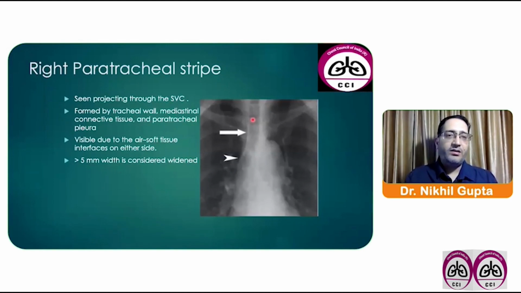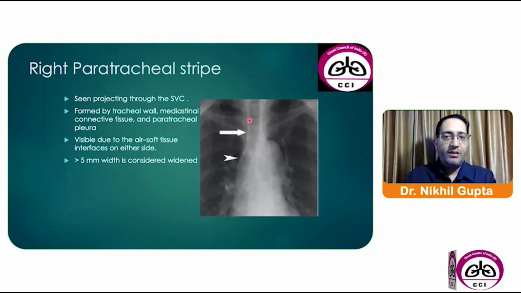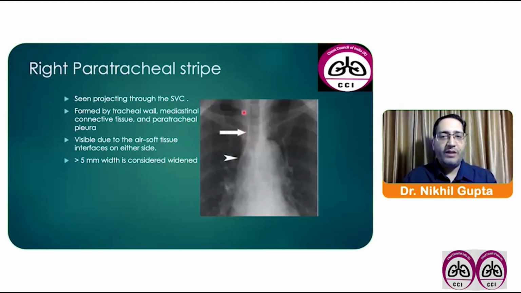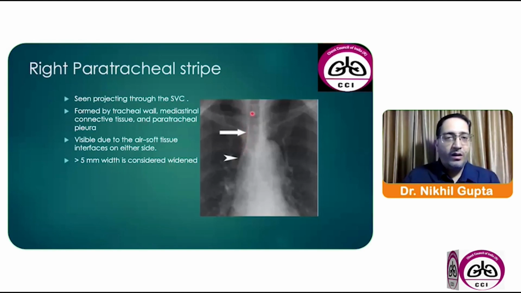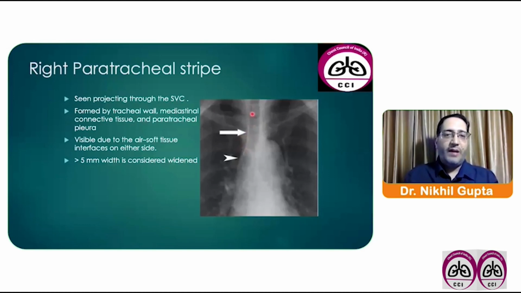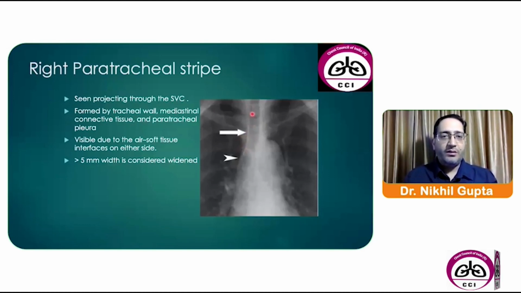Right paratracheal stripe. It is seen projecting through the SVC, as seen by these arrows, and is formed by the tracheal wall, mediastinal connective tissue, and paratracheal pleura. It is visible due to the air-soft tissue interface on either side. So as we can see here, air, soft tissue, air. More than 5 mm width is considered widened.